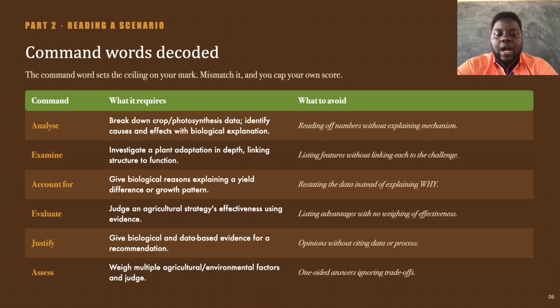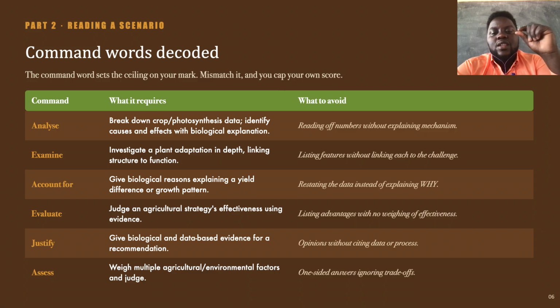Now, out of these 6, which 2 do you think students will commonly under-answer? In my experience, it is going to be evaluating and assessing or analyzing, because both of them demand that you hold 2 ideas in your head at once: what works and what doesn't, or what the cost is. It is tempting to just write the positive side and stop there. I want you to resist that.